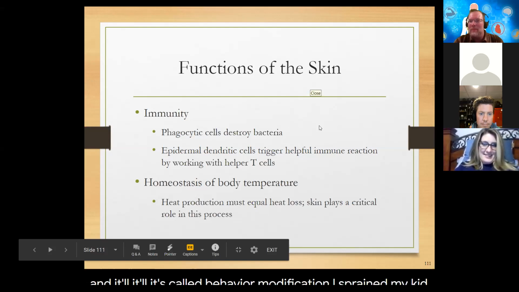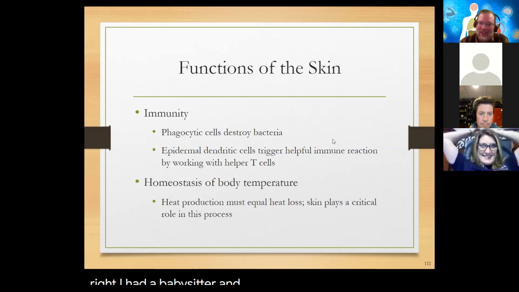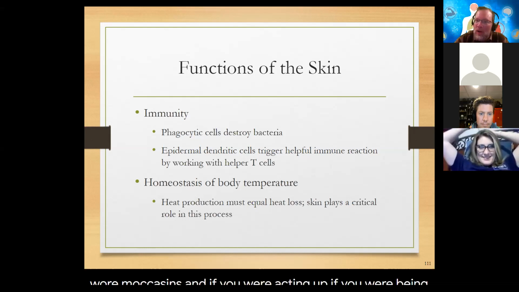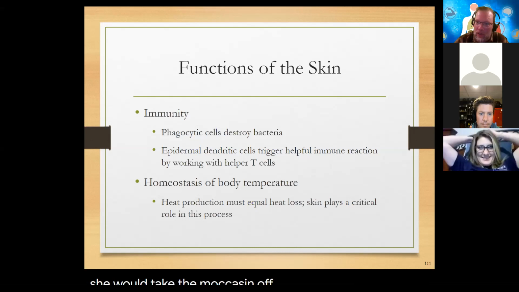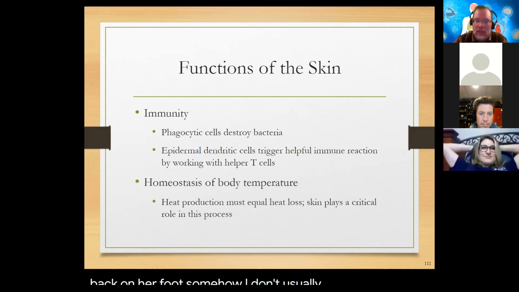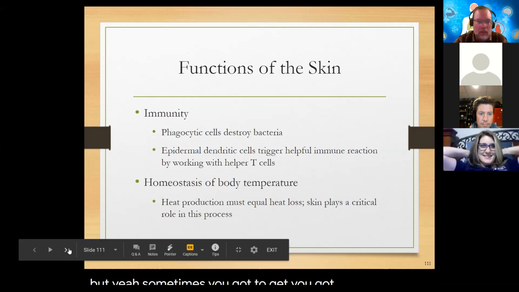Like I had a babysitter when I was a kid. She wore moccasins, and if you were acting up, if you were being an idiot, it was like a boomerang moccasin. She would take the moccasin off and fling it across the room, and it would hit you, and then it would end up back on her foot. Somehow, usually it was you picking it up and taking it to her after she hit you with it. But yeah, sometimes you've got to get nudged occasionally, right? And a good moccasin across the room to the back of the head.